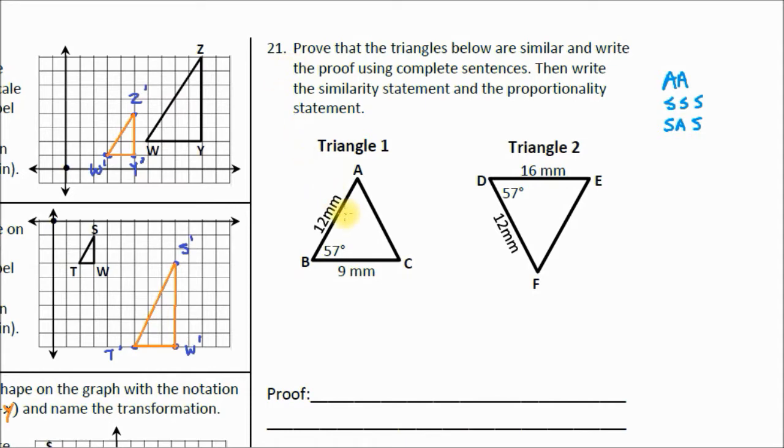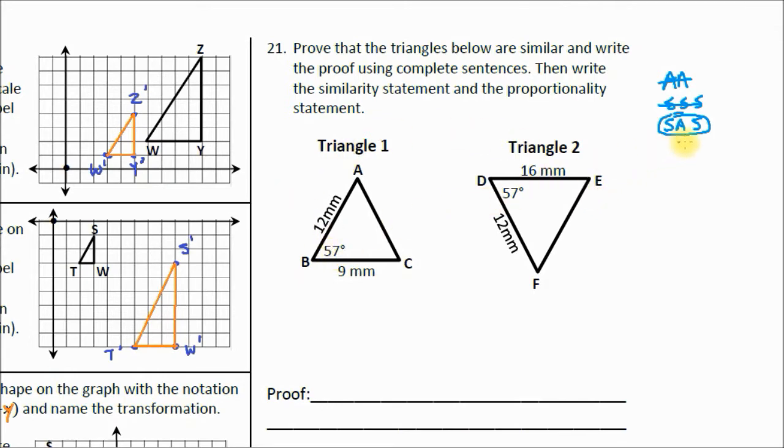Now look at number 21. We do not have all 3 sides. That means side, side, side here is out. And we only have 1 angle, so angle, angle is out. All we have possible is to use side, angle, side. Let's try to do that.